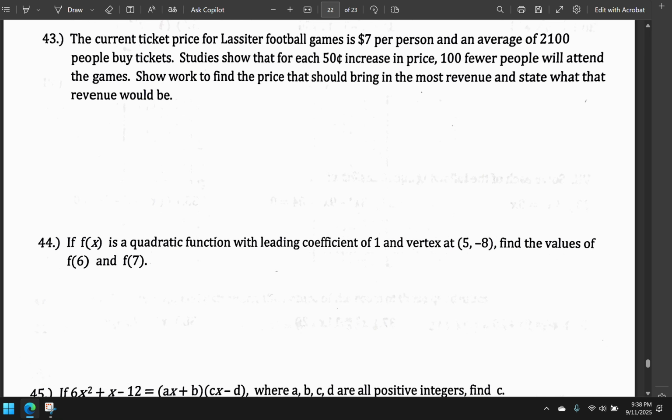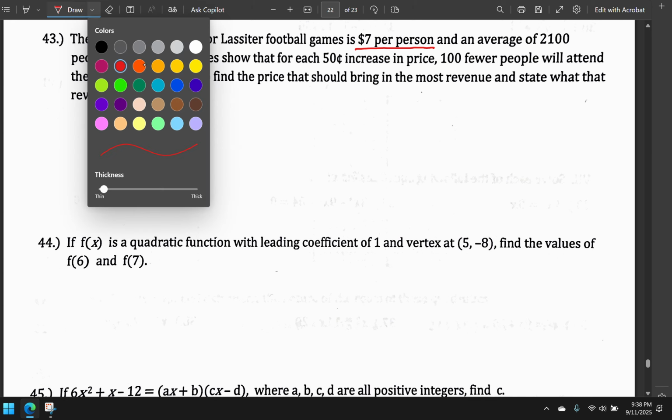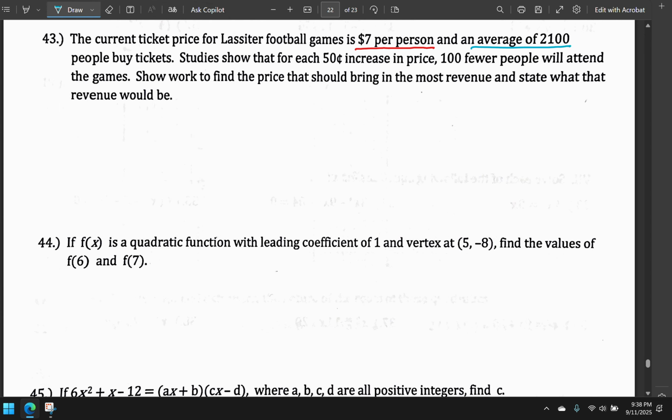So here's the question at hand. I think this was it. Question 47. Okay, let's read it. The current ticket price for the Lassiter football game is $7 per person, and an average of 2,100 people buy tickets. Studies show that for each 50-cent increase in price, 100 fewer people will attend the games. Show your work to find the price that would bring in the most revenue and state what the revenue would be.